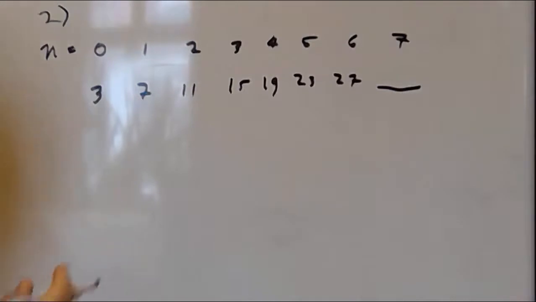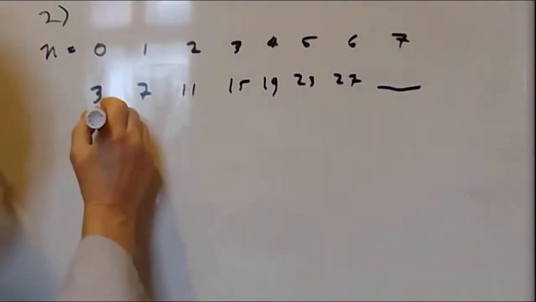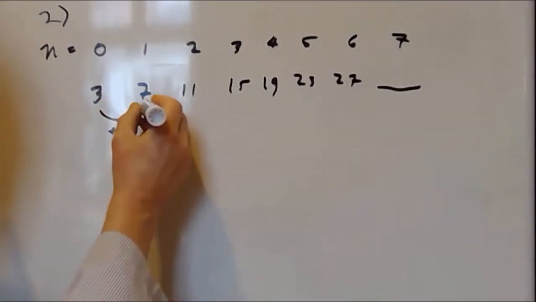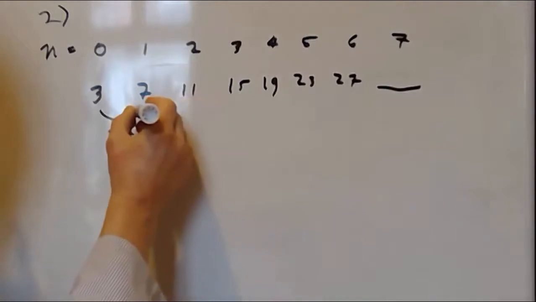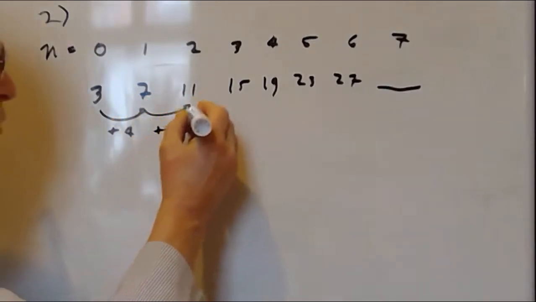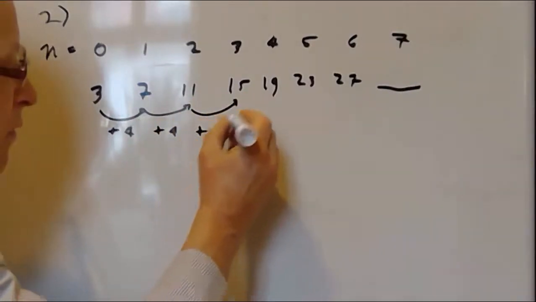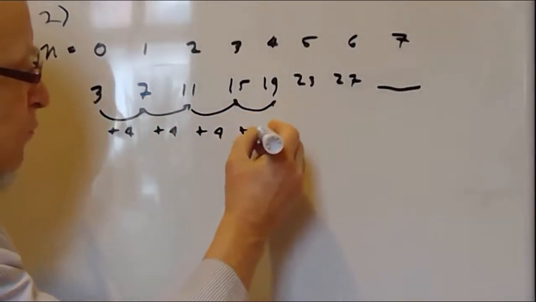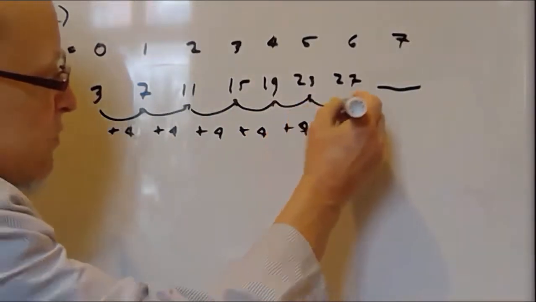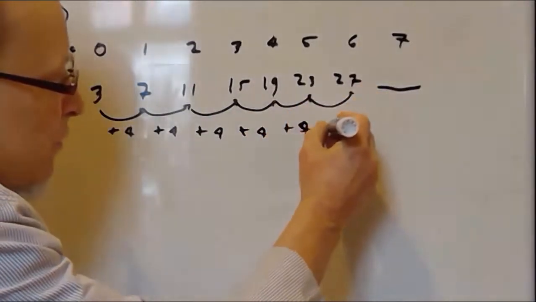So let's look at how much do we have to add to 3 to get 7? Well, we have to add 4. How much do we have to add to 7 to get to 11? We have to add 4, and so on. So for each of these, we have to add 4 to get to the next number.